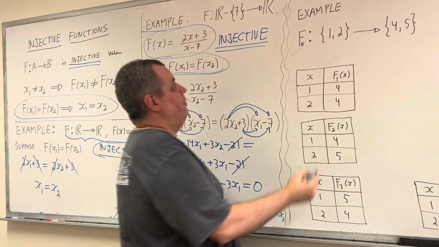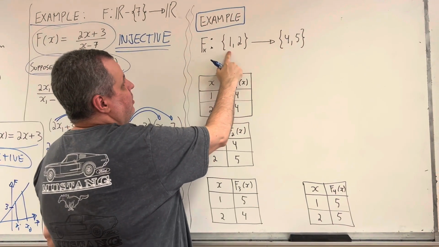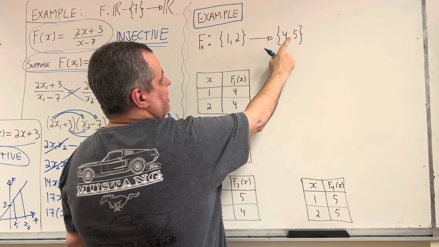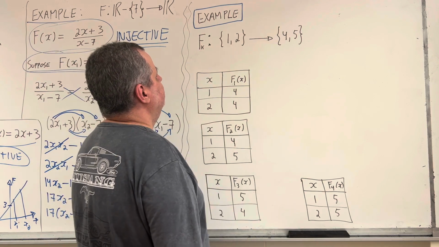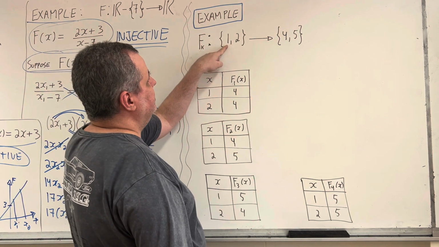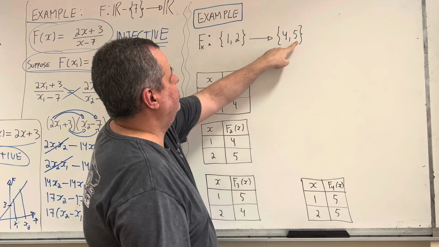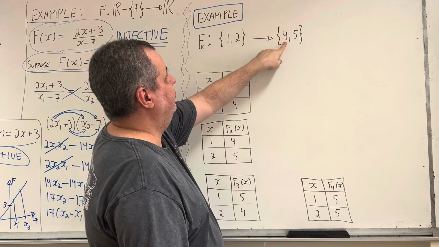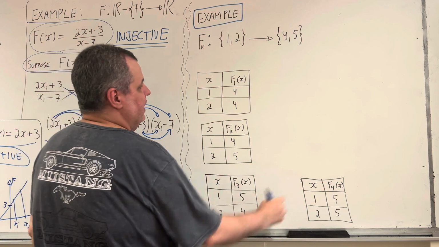Now for a final example, consider functions fk from this domain, the set with numbers 1, 2, to this codomain, the set with numbers 4 and 5. What are all possible functions? So to define a function, I have to tell you where 1 is going to go. 1 can go to 4 or 1 can go to 5. And I also have to tell you where 2 is going to go. 2 might go to 4 or 2 might go to 5. Overall, I have 4 different functions.